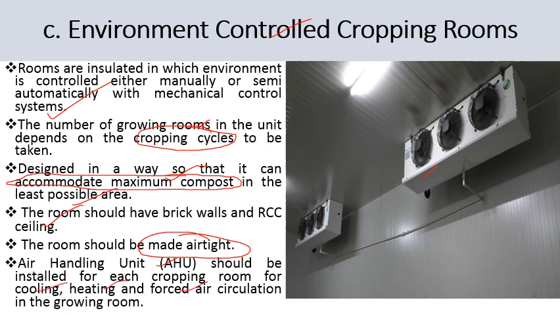So these are the machines which are known as air handling units, which are necessary to install in any cropping room for cooling, heating or forced air circulation in that growing room. So these all come under the mushroom production unit.